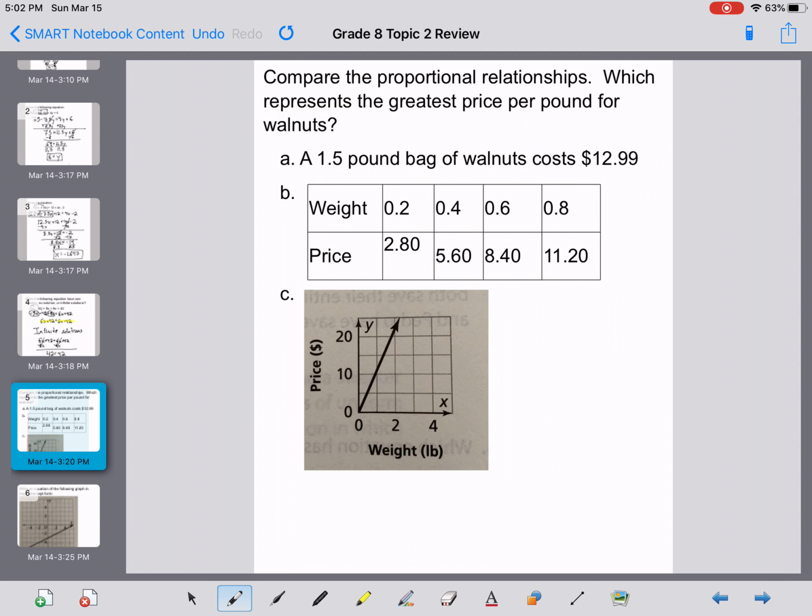Compare the proportional relationships. Which represents the greatest price per pound for walnuts? We have three options. Option A is a 1.5 pound bag of walnuts that costs $12.99. Option B is given to us in the table, and option C is given to us in a graph. Take a second to copy down all three options.